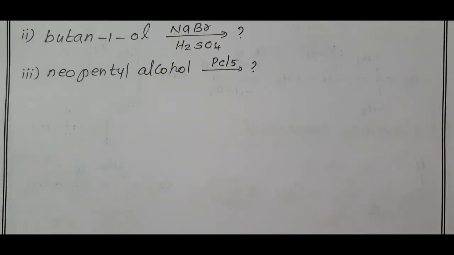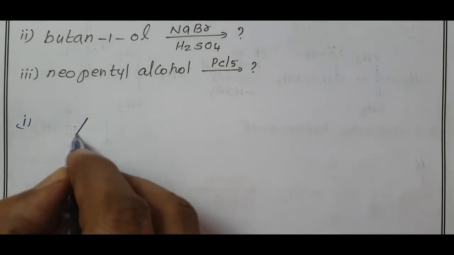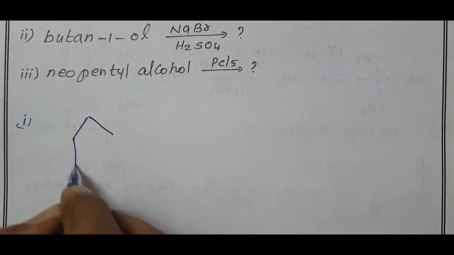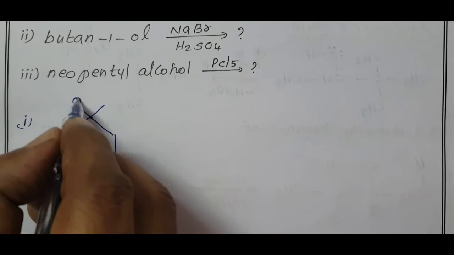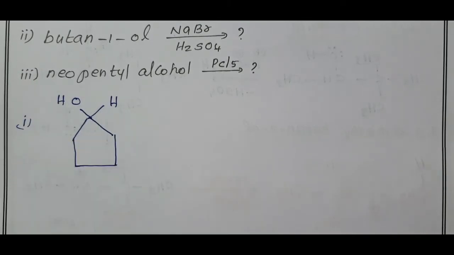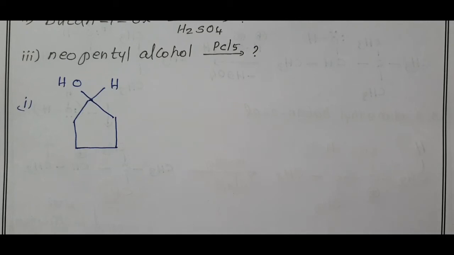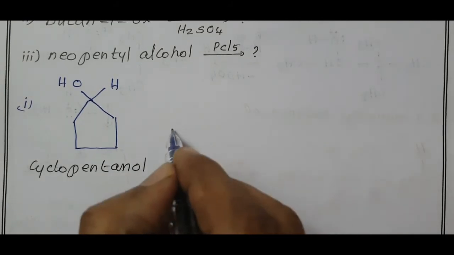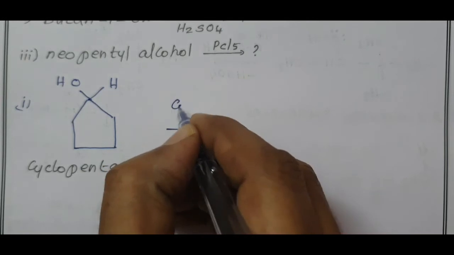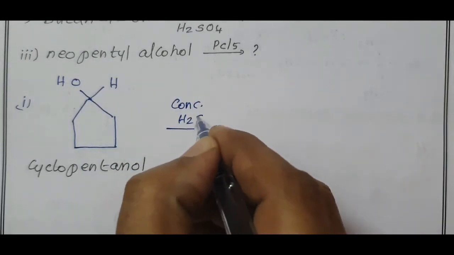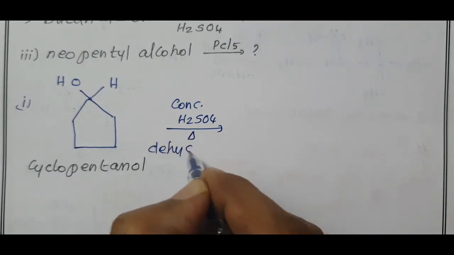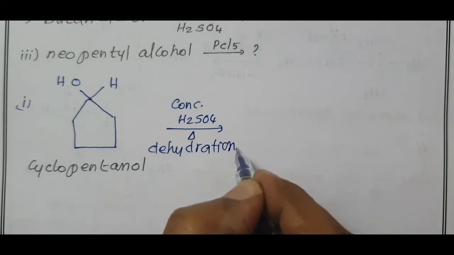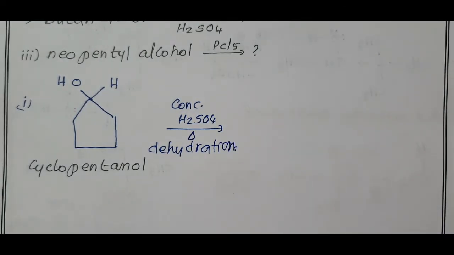Cyclopentanol. First reaction. Cyclopentane contains one OH group, and the same carbon contains one hydrogen also. This is your cyclopentanol. When treated with concentrated sulfuric acid, a dehydrating agent used to remove water molecule, on heating, dehydration takes place. De means removal, hydra means water molecule, dehydration, removal of water molecule.